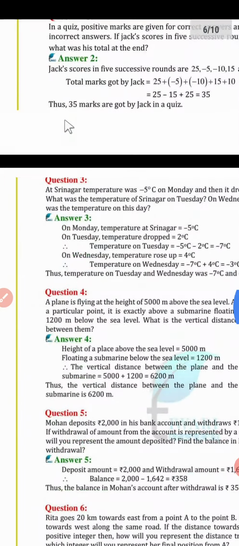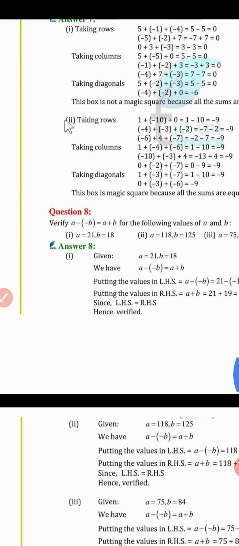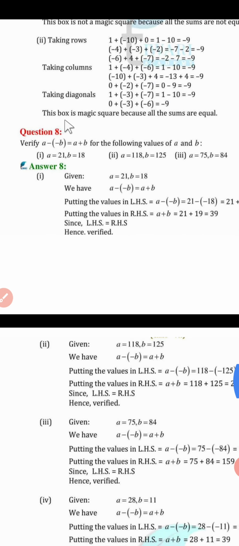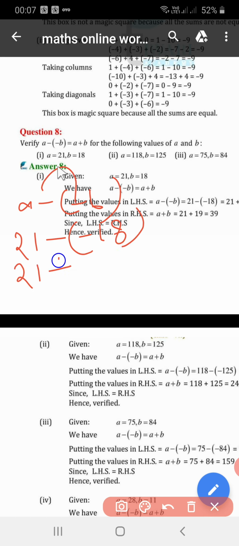I am providing you the solution already. You have to do it in your note copy also. See, this is the first part. A is equal to 21 and b is equal to 18. We have to put these values in this equation. So first, on the left hand side we will see a minus b. a is equal to 21 minus b is equal to 18. Minus plus, so 21 plus 18.